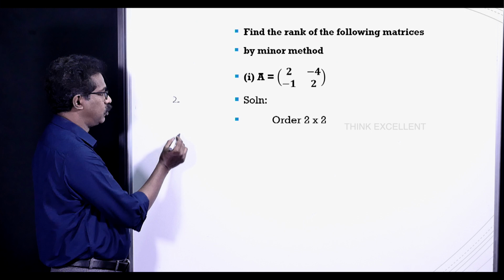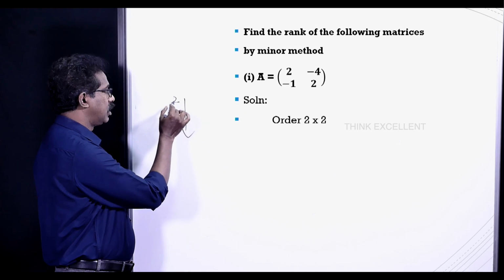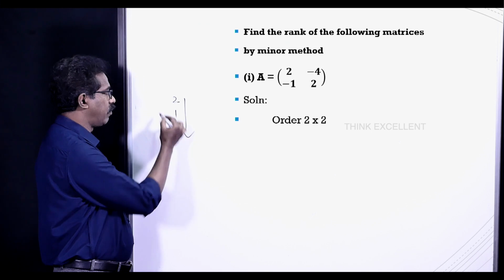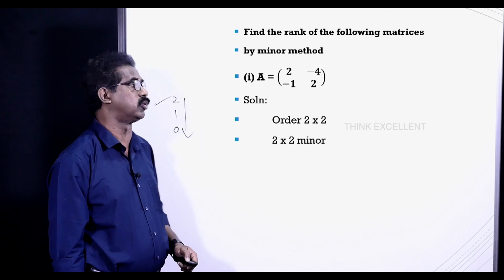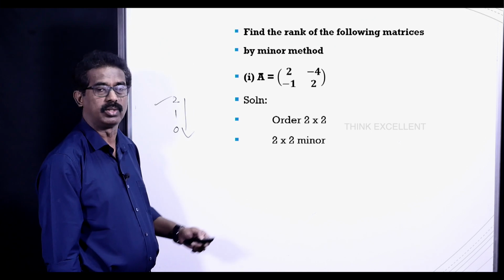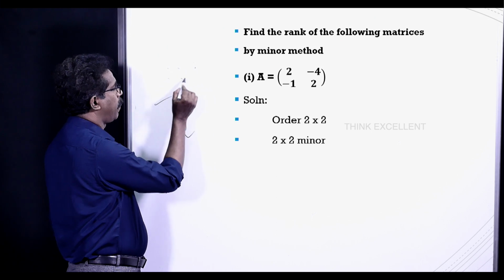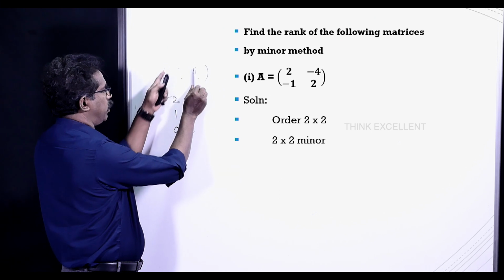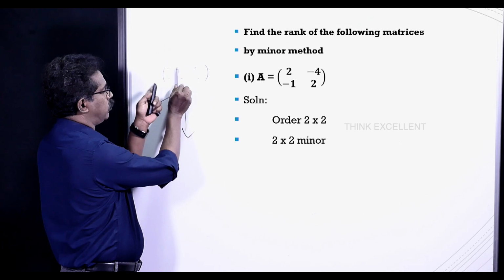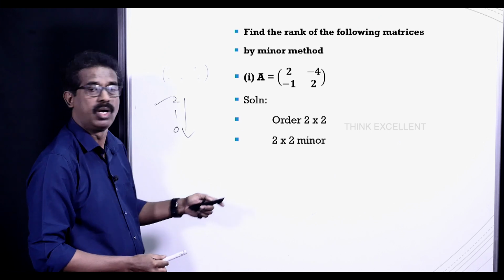So now the rank is either 2 or less than 2, right? Less than 2 means it can be 1, it can be 0. But first you check for 2. 2 means you take a 2 by 2 minor. Here you have only one 2 by 2, right? But if you have something like this, we have a 2 by 2 like this, we have a 2 by 2 like this. There are 3 possibilities. But here we have only one 2 by 2.